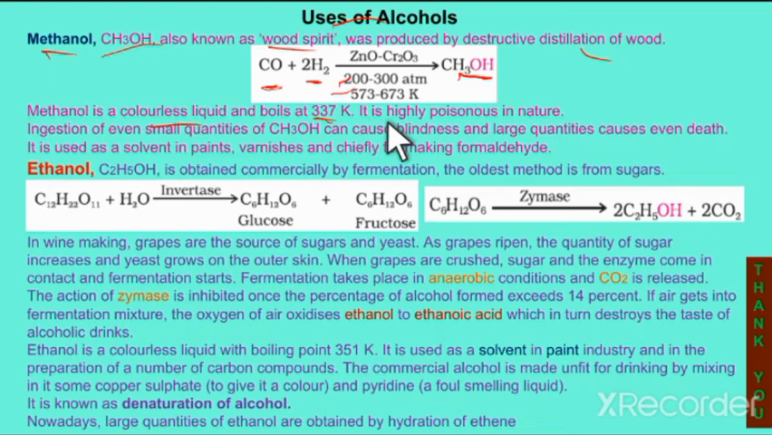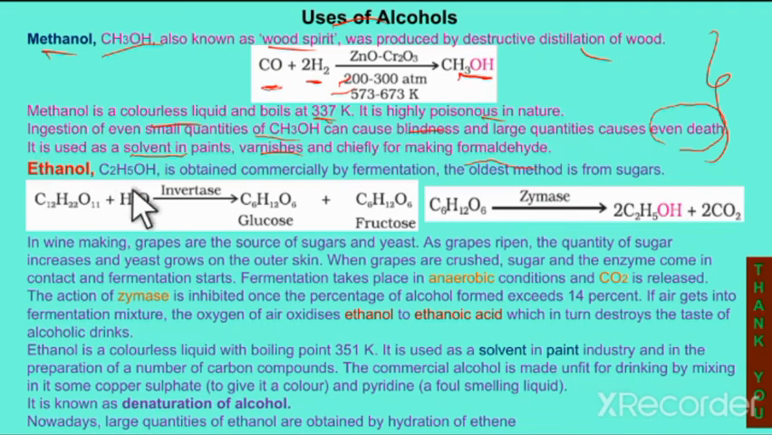Now methanol is a colorless liquid and it boils at 333 Kelvin. It is highly poisonous in nature. Ingestion of even small quantities of methanol causes blindness and large quantities can even cause death. It can be used as a solvent in paints and varnishes, and it is used to prepare formaldehyde. Okay, this is about methanol.